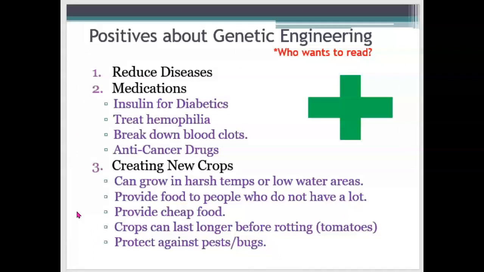This is where a lot of the controversy comes in. But if you have to feed a lot of people and you don't have a great growing environment, you can create crops that grow better in harsh temperatures or lower water areas. We can produce food that's cheaper so that everybody has a chance to eat healthy. We can influence how long they stay fresh during transit so that people can get things like tomatoes that they don't normally have access to, and naturally resisting bugs and pests. Again, there is debate. We can talk about that when we meet next.